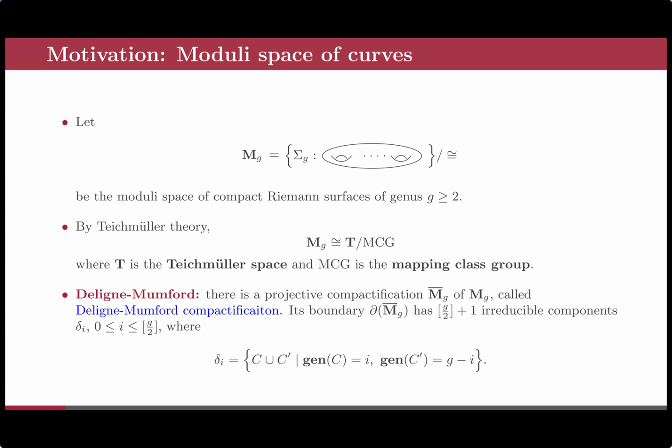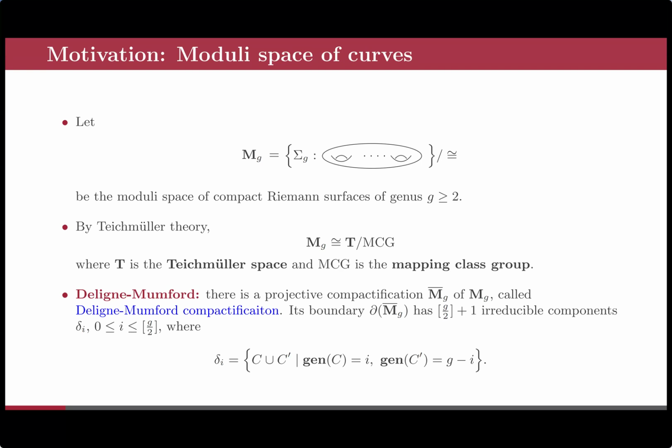Okay. The generic point of each boundary component is described in this equation. For delta_i, it parameterizes reducible curves, where one of the components has genus i and the other has genus g minus i. Okay, so this is the well-known picture.